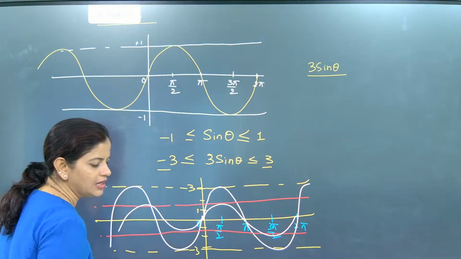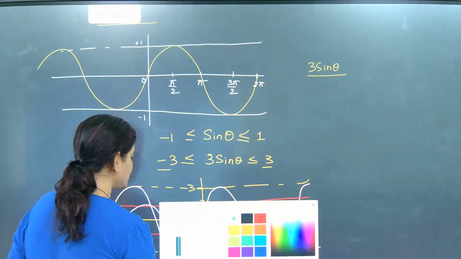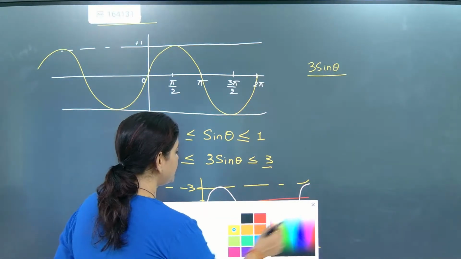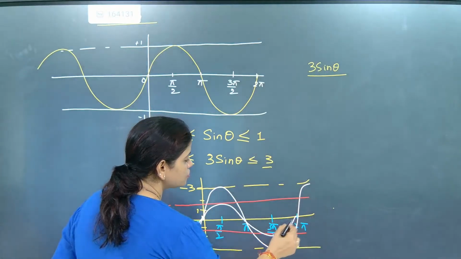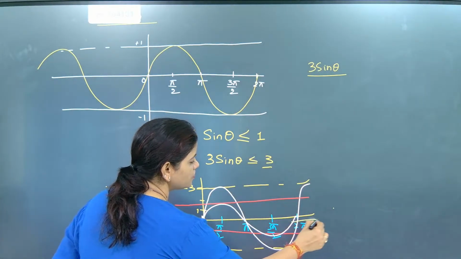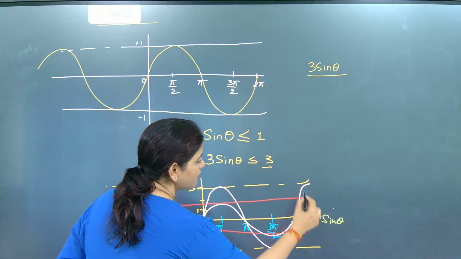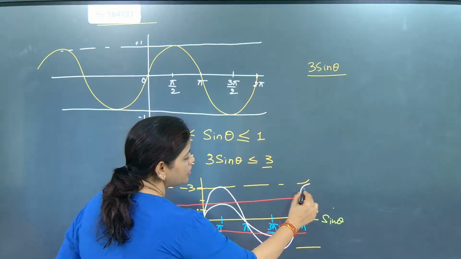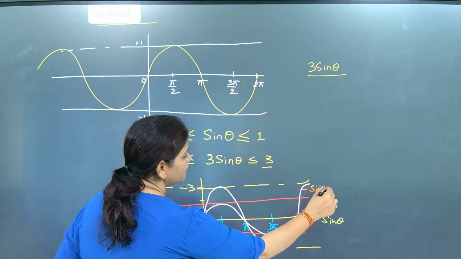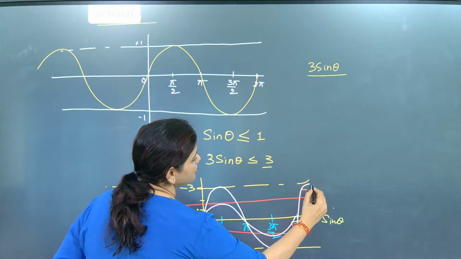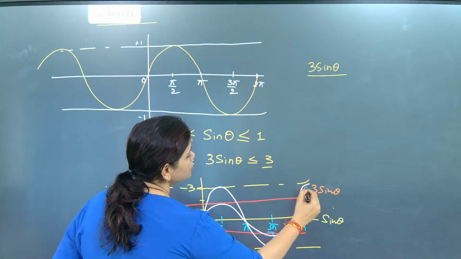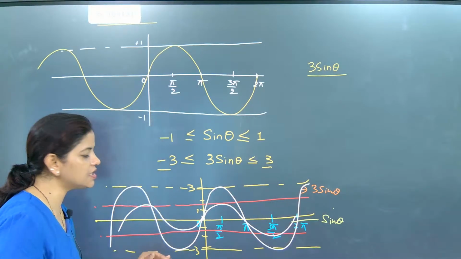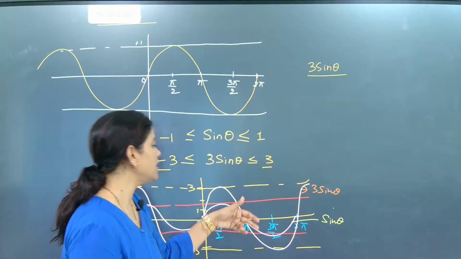So if you are learning this, please kindly check this one. One is sine theta. If somebody asks you, the smaller one is sine theta, and this one is exactly 3 sine theta. This is just the sine theta graph. It will become 3 times, which means it will go high.